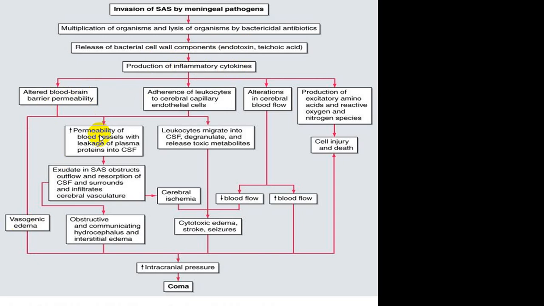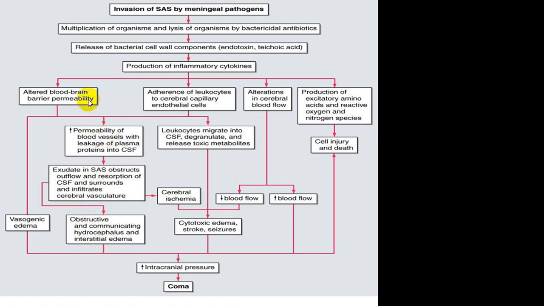Permeability of the blood vessels will increase, with leak of plasma, that is protein, into CSF. Because of increased plasma leak, it will give rise to exudate formation, and that will obstruct the outflow. Because of obstruction of the outflow, the person will have increased intracranial pressure, and you can develop obstructive or communicating hydrocephalus.